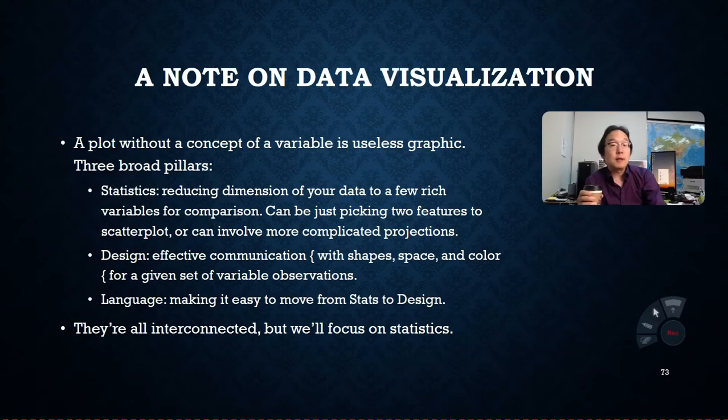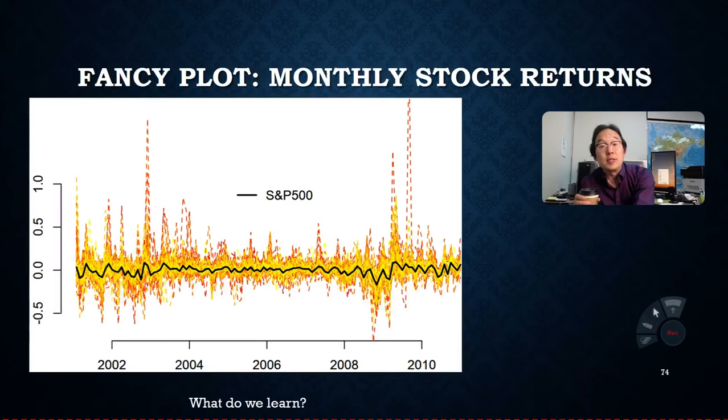Design is a visual communication, I guess. And how to connect it from statistics to design, right? Language, like R or Python, makes it easy to move from statistics to design, okay? So three elements you need to have, and they are all interconnected, but we'll be focused on statistics in this semester.